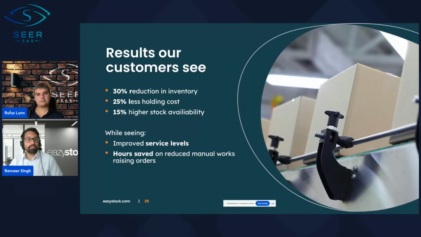Extra, 15% increase in higher stock availability, and this is by restructuring your stocking profile, right, and making sure that you stock more of the products that are needed and less of the products that are not needed right now, so to speak. So this is all while improving service level, and also the hours saved on reducing any manual work of identifying the products to order and then actually raising those orders, right? So not only do you save money, but you also save a lot of time.